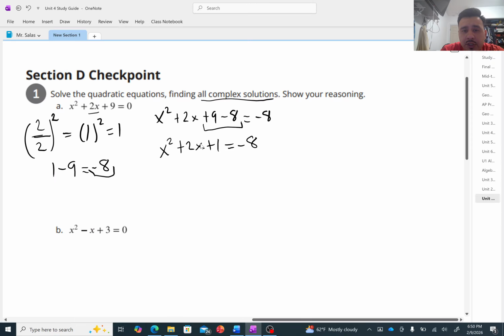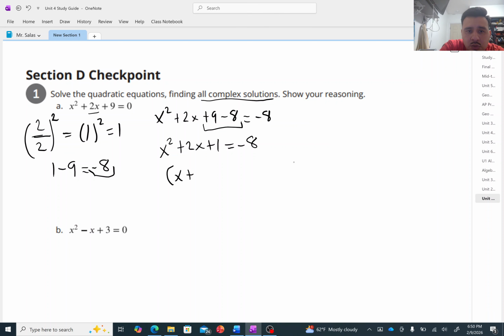I can see that this right here is our perfect square. So if that's a perfect square, I'm going to be able to make my factors x plus 1. That plus 1 comes from right here, from within the inside. Hopefully you remember that little trick. x plus 1 squared is equal to negative 8. From here, I take the square root of both sides. The square cancels the square root. I get x plus 1 is equal to the square root of negative 8.